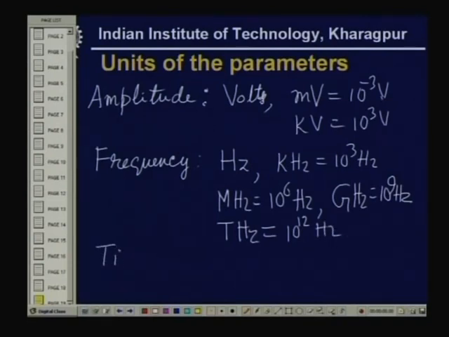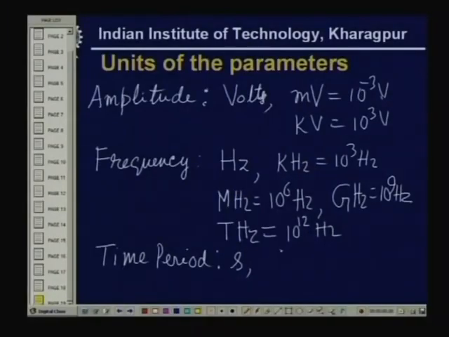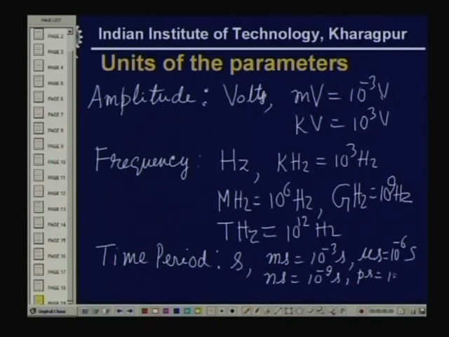Similarly, for time period, or sometimes we call it period, the basic unit is second, which we represent by s. But sometimes we have to deal with very small time or very long time. Say we have to write millisecond, that is equal to 10 to the power minus 3 second, or microsecond, that is equal to 10 to the power minus 6 second, or nanosecond, 10 to the power minus 9 second, or it can be picosecond, 10 to the power minus 12 second. So, these are the various units for amplitude, frequency and time.